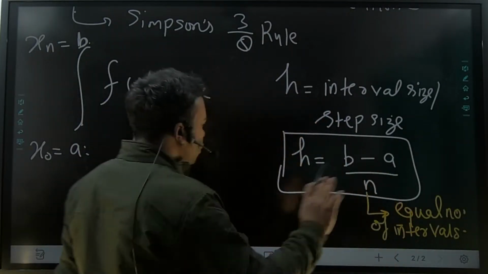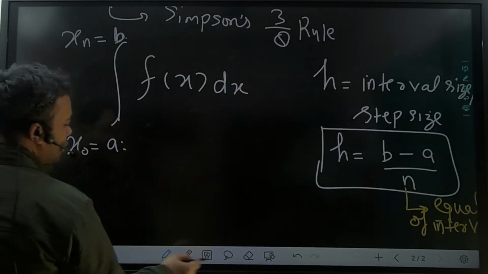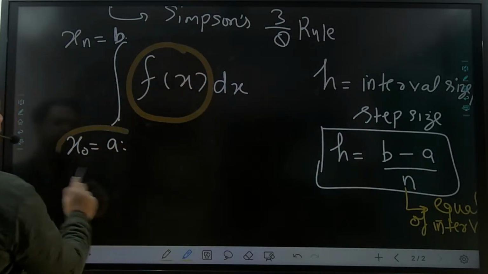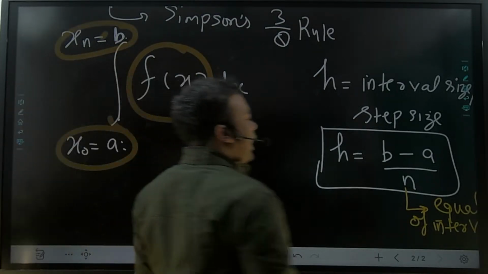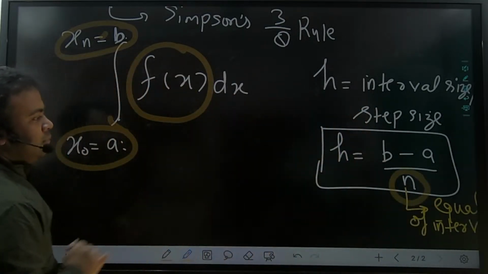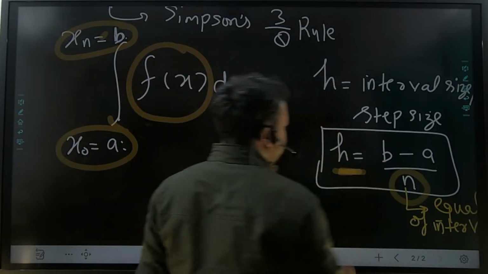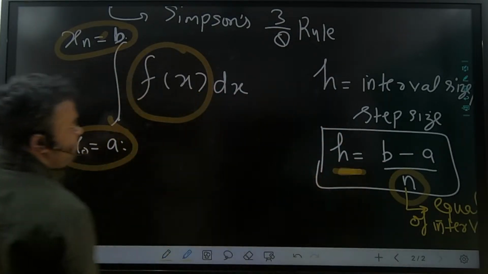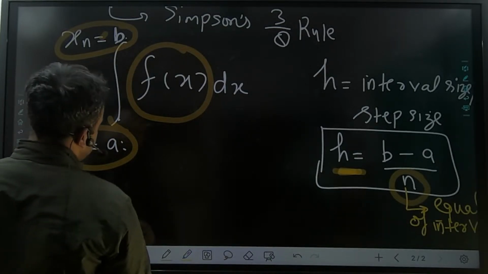How many equal intervals you have to divide the upper and lower limit into, the question will tell you. The question will give you this function, the lower limit, and the upper limit. They will also hint, directly or indirectly, at the number of equal intervals you have to break it into. So you can calculate h by this method. We want the value of h, the step size. With so much data, we can solve integration very easily.